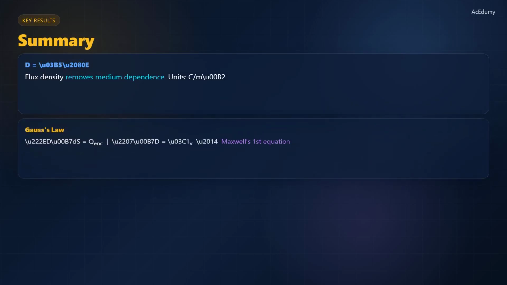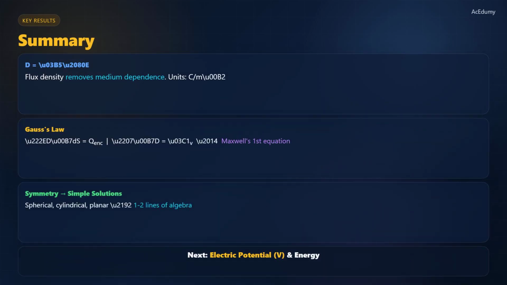Let's recap today's key ideas. D equals epsilon 0 E. The electric flux density removes the medium dependence. Gauss's law in integral form: the closed surface integral of D dot dS equals Q enclosed. In differential form, divergence of D equals rho v. This is Maxwell's first equation.